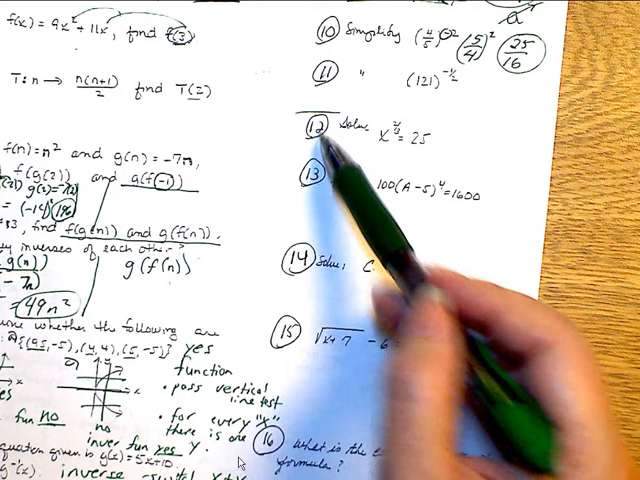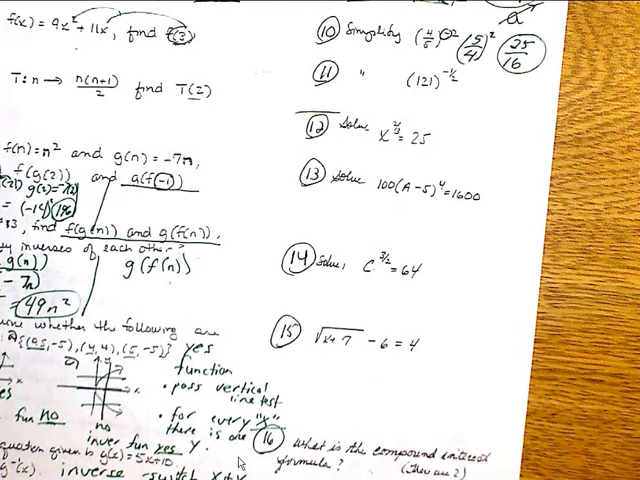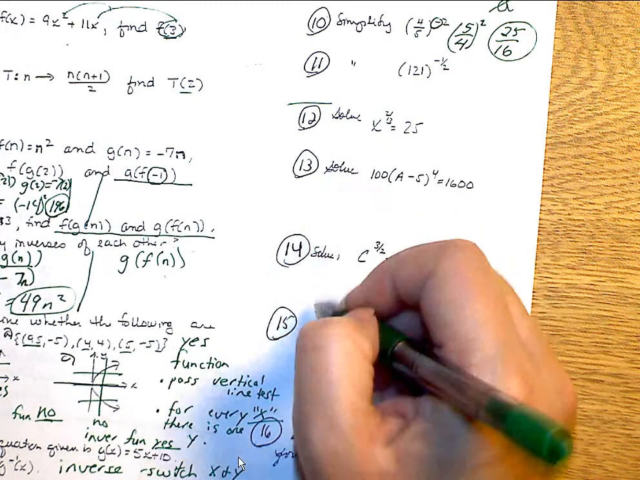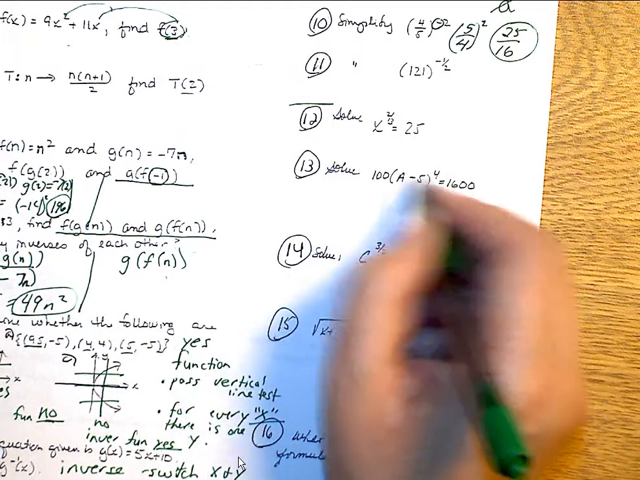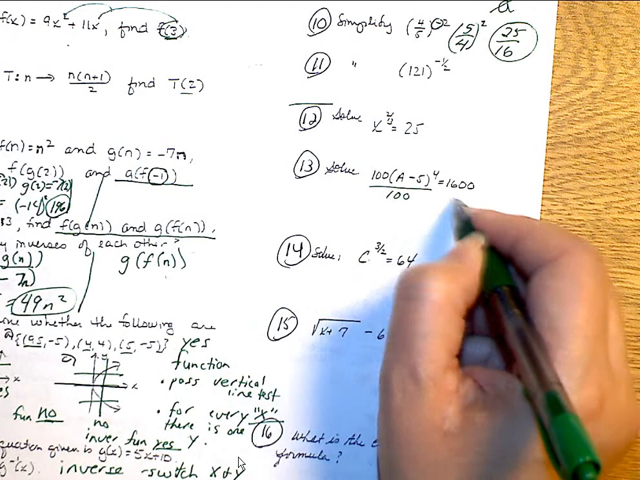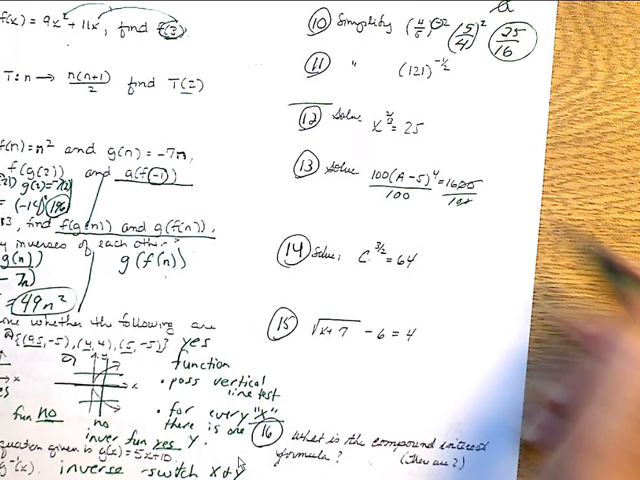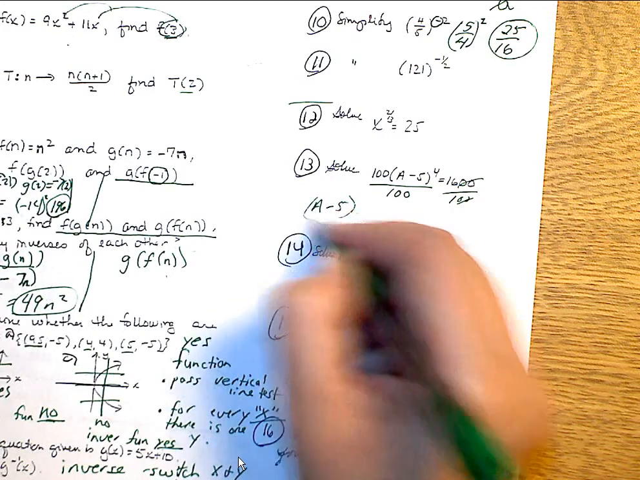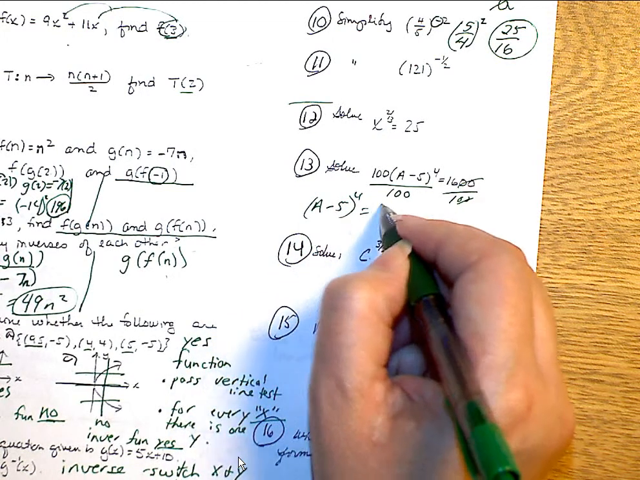12 through 16 are the same, so I'm actually going to do number 13. Number 13, what you have is you're solving these equations. So the first step is to divide by 100. So I'm going to get (x - 5) raised to the 4 is equal to 16.